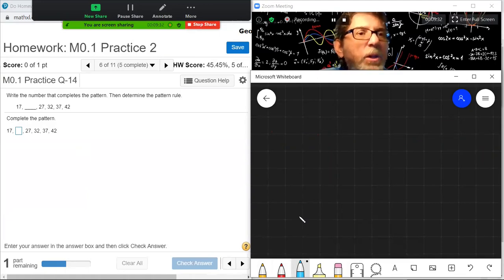Complete the pattern. Write the number that completes the pattern. So let's try this one.